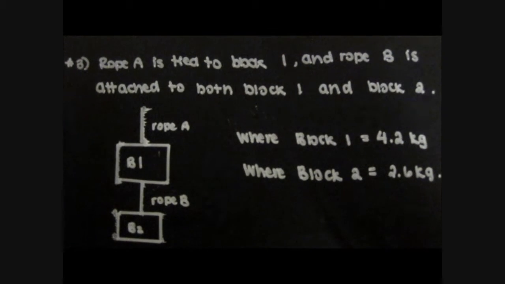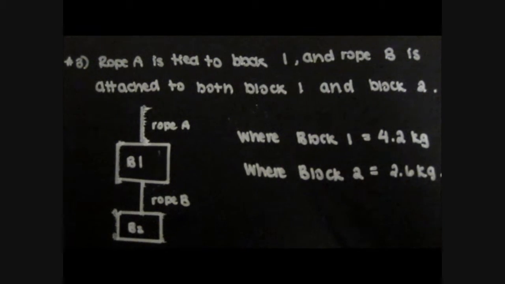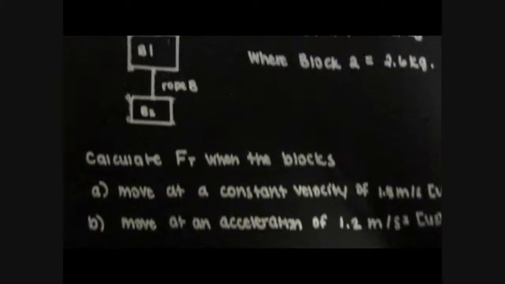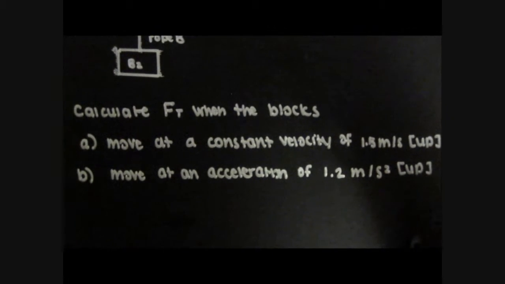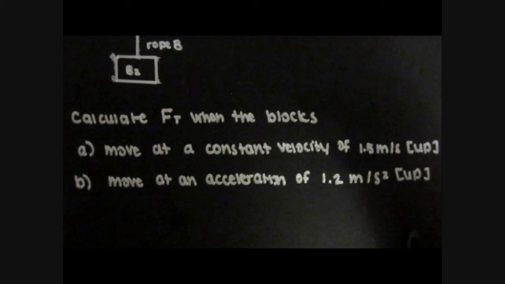Rope A is tied to block 1 and rope B is attached to both block 1 and block 2. Block 1 is 4.2 and block 2 is 2.6 kilograms. What is the force of tension when it moves at a constant velocity of 1.5 and an acceleration of 1.2?